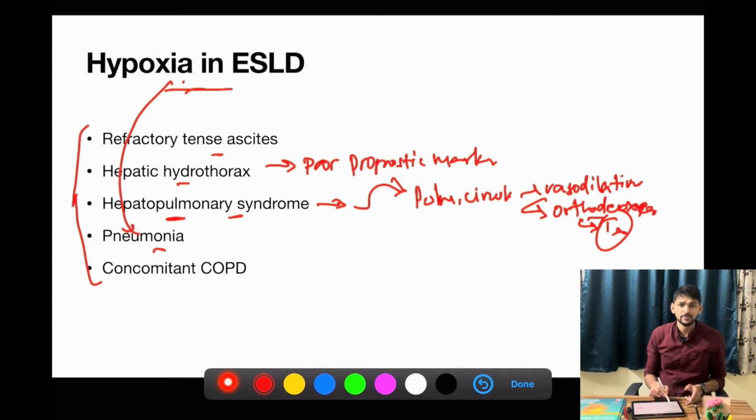And there are some other possibilities like pneumonia, commonest. The patient will be in the hospital, so there might be chances of hospital acquired pneumonia, etc. Or there will be concomitant lung disease as well, for example, COPD. So these are all the possibilities to consider whenever there is hypoxia.